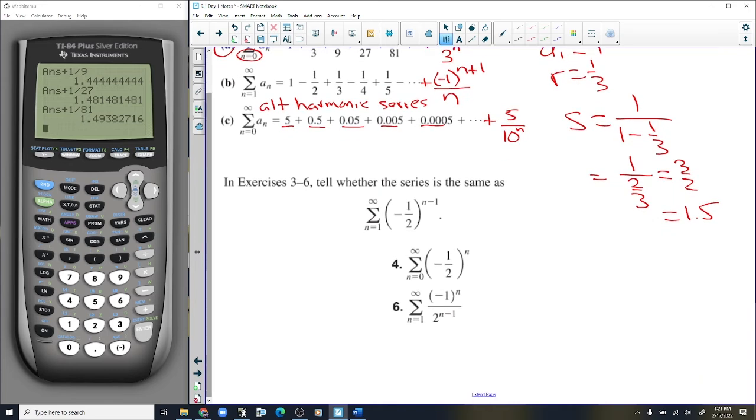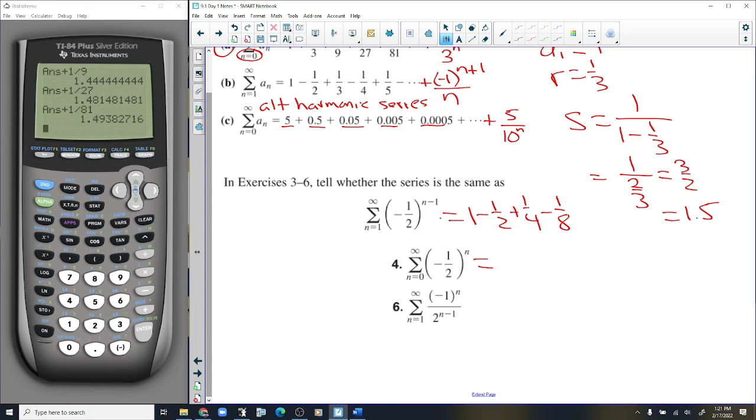In exercises 3 through 6, tell whether the series is the same as this. So let's find out what this series is. If I plug 1 in, we get 1. Plug 2 in, we get minus 1/2. Plug 3 in, we get plus 1/4. How about we go one more? Plug 4 in, we get minus 1/8. So the question is, if I change the 1 to a 0 and the n minus 1 to an n, do we get the same series?